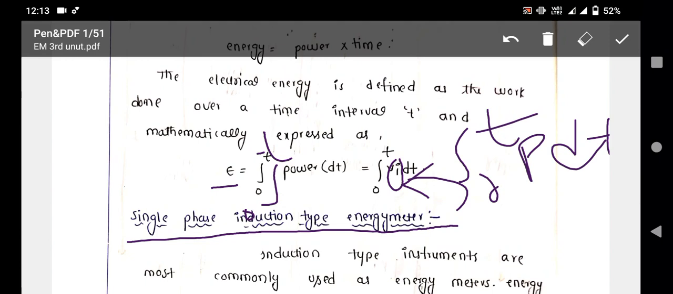Power can be measured by using a single phase electrodynamometer type wattmeter. Wattmeter is the instrument used for power measurement, whereas energy meter is used for energy measurement.